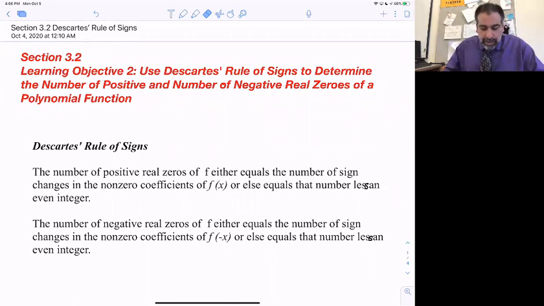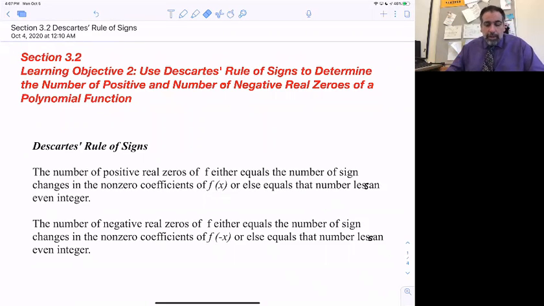So Descartes' rule of signs, here's the deal. We set this function equal to 0, these polynomials equal to 0. We're looking for the number of solutions. Those zeros are called roots, so the same thing. We're trying to get an idea of how many zeros every polynomial has, because if we know ahead of time, it will make it easier to solve these things, okay? So we're talking about the number of positive answers and the number of negative answers.